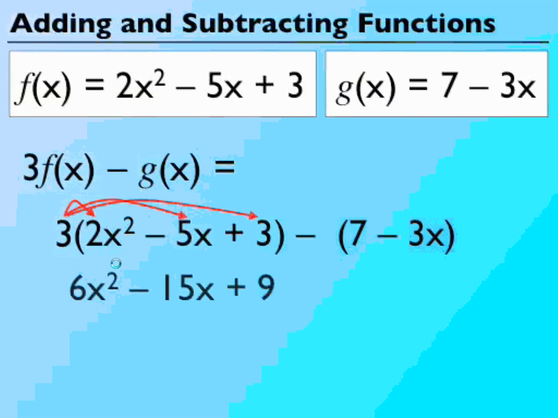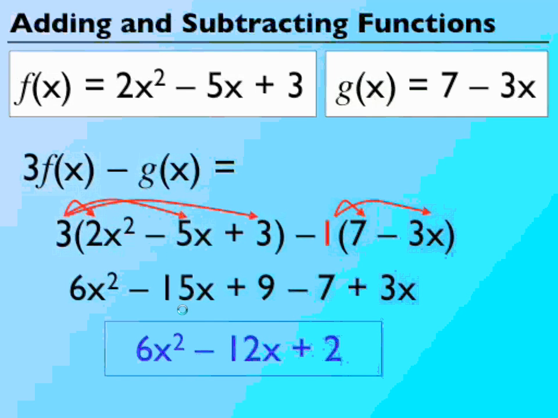And then over, so we get 6x squared, 3 times 2x squared. 3 times negative 5x gives us negative 15x, and 3 times 3 gives us 9. Now over here, we've got a negative 1 to distribute to each thing here. So we get minus 7 plus 3x. Now finally, we want to combine our like terms. So our 6x squared stays. We've got these two x terms, negative 15x and positive 3x. We get negative 12x. And then combine our constants, positive 9, negative 7 gives us positive 2.